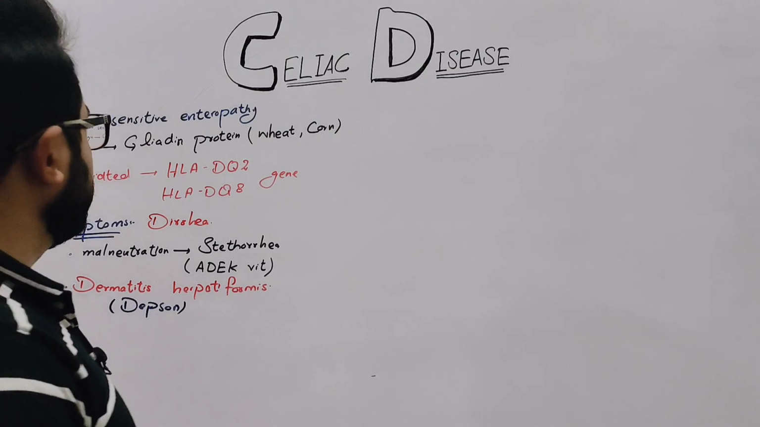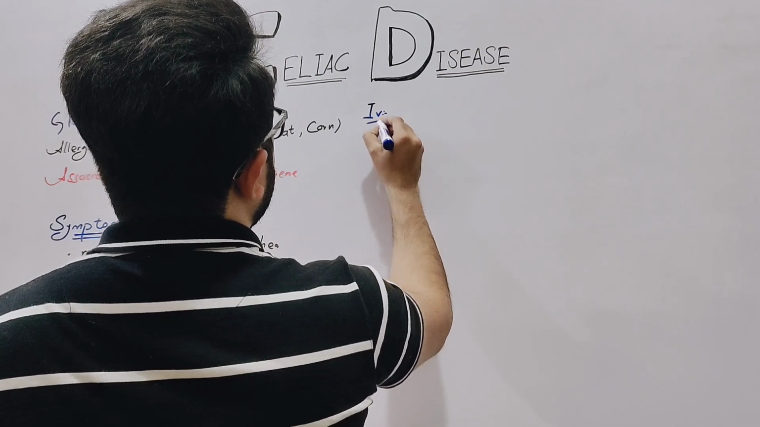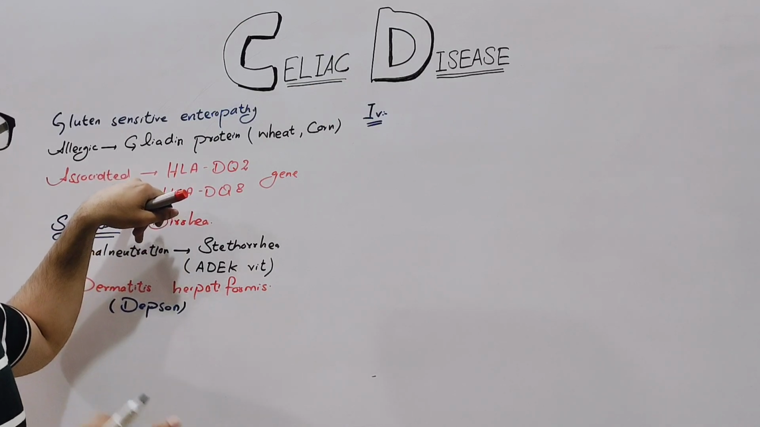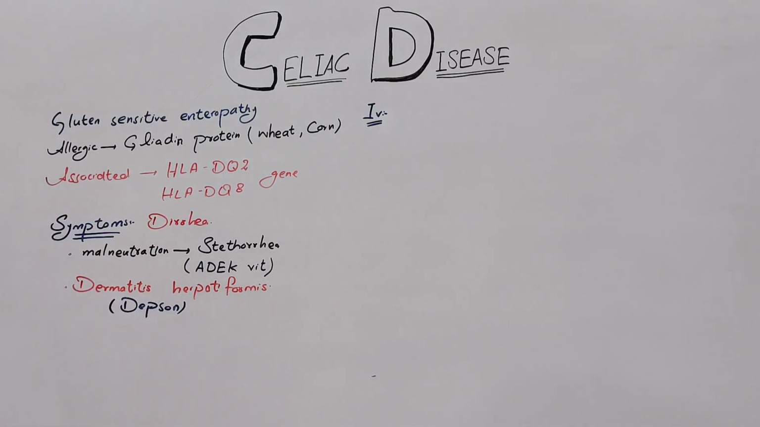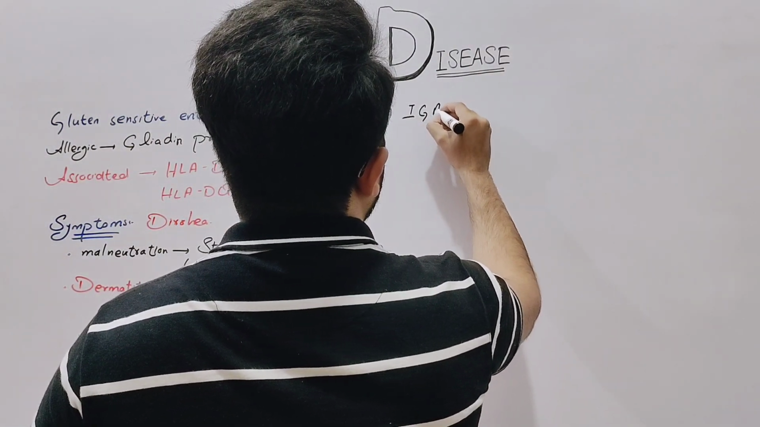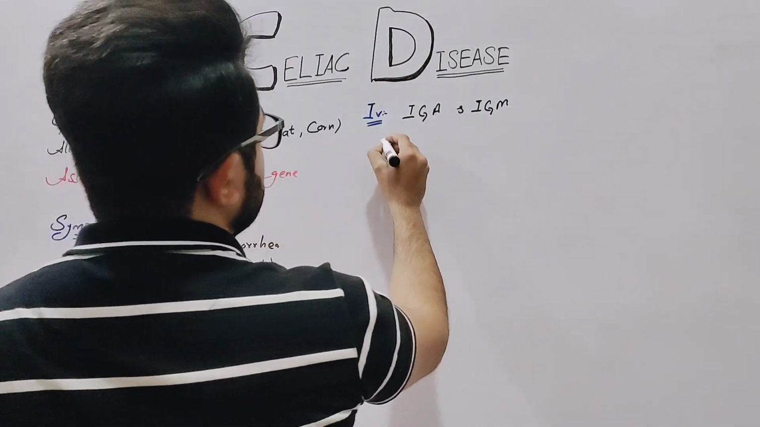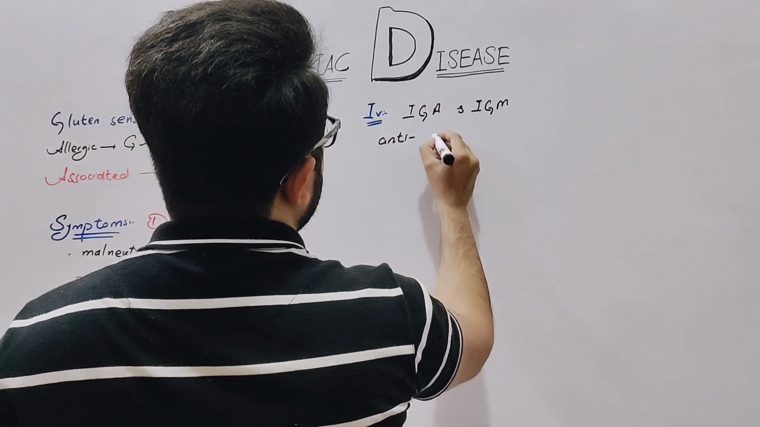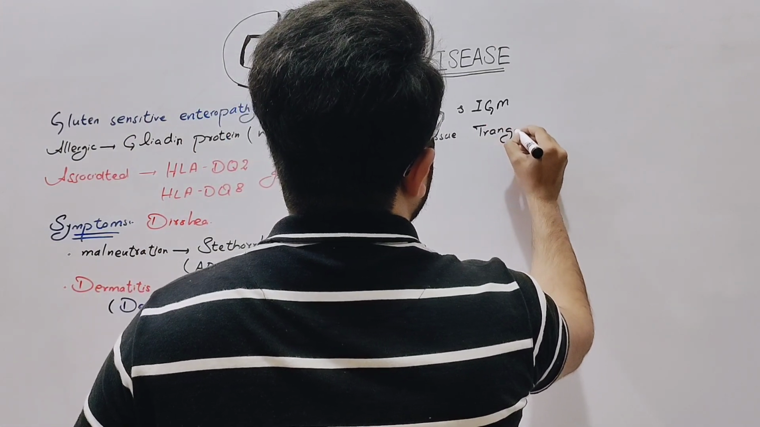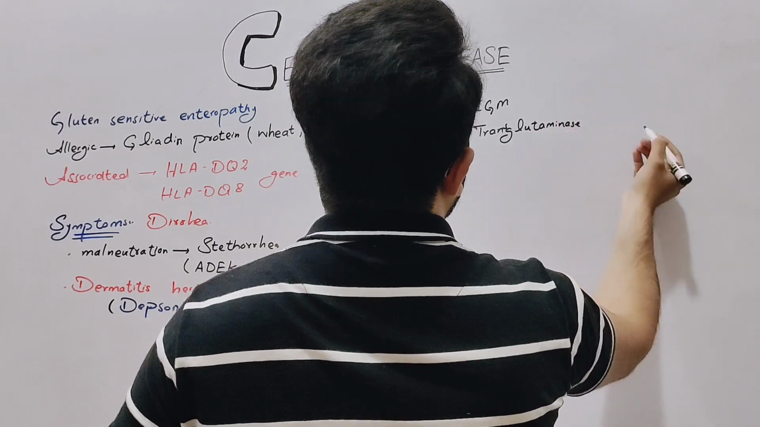Now we'll discuss the investigations. The first thing you should investigate is the presence of the gene HLA-DQ2 or HLA-DQ8. The next investigation will be IgA and IgM antibodies. Which antibodies? Anti-tissue transglutaminase antibodies.